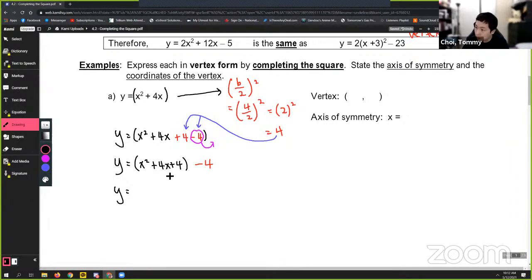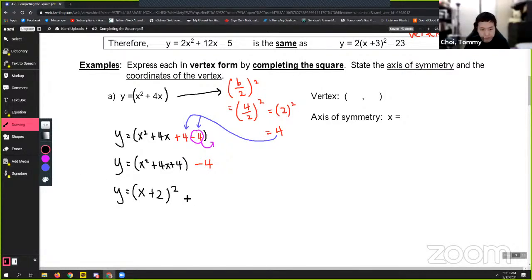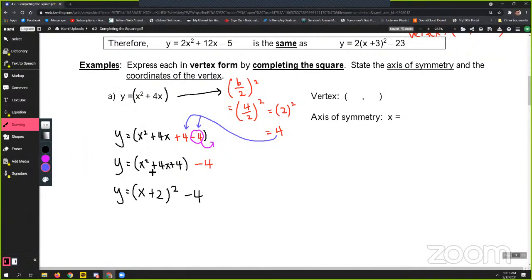Now let me show you a quick way of factoring this. Take the middle number and divide it by 2. What's 4 divided by 2? 2. So it's just x plus 2 squared. And that's it. And you're done. So that's the fast rule.